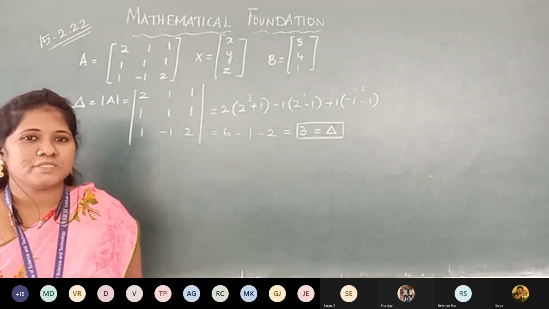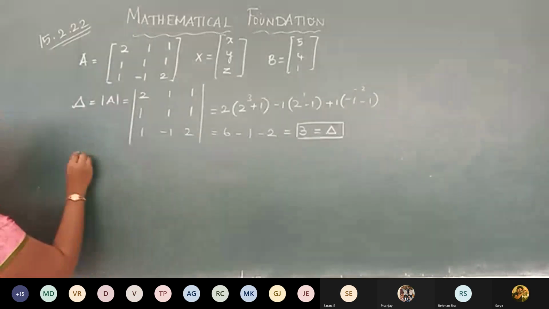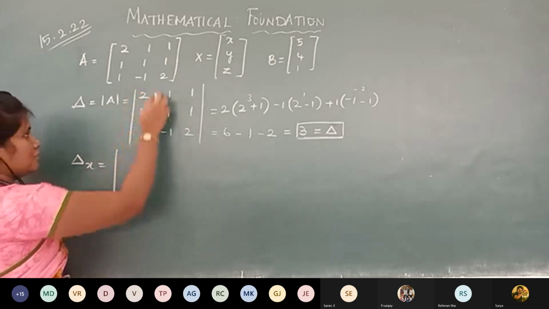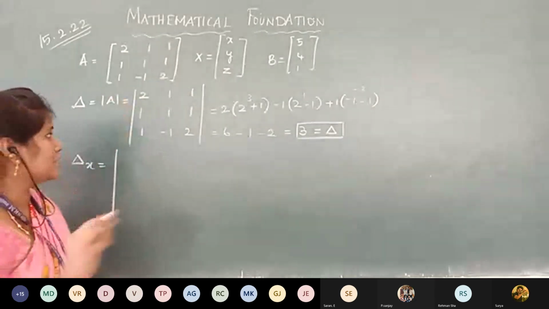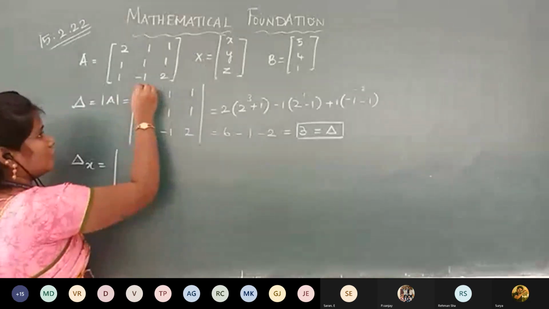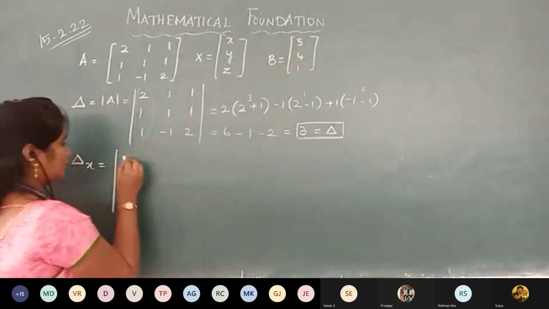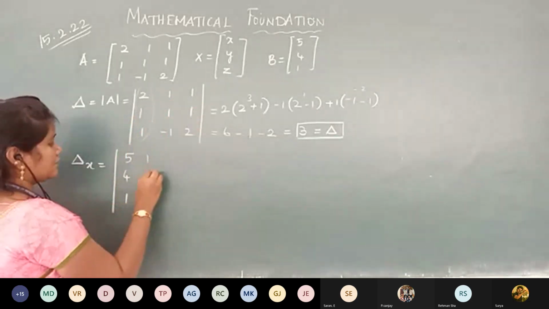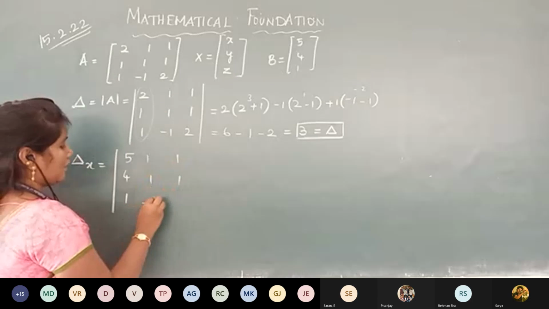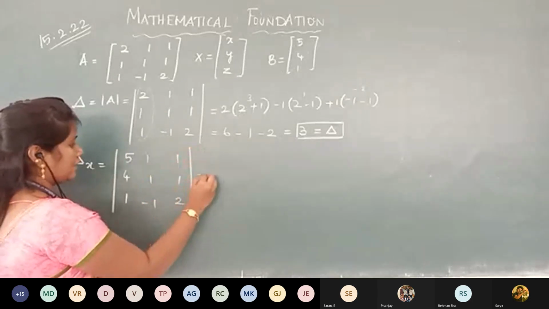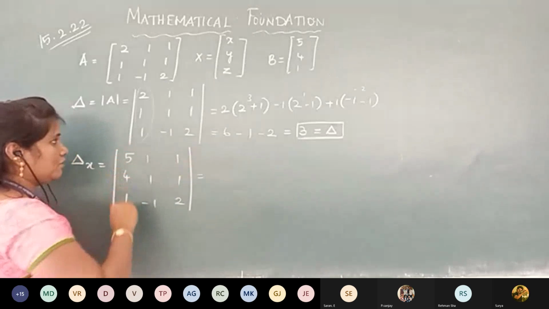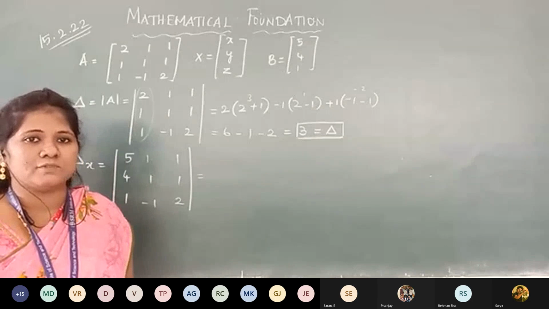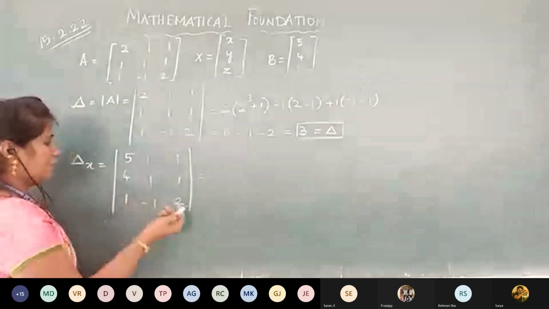So next you'll have to find out your delta x. To find out your delta x, this first column is your x variables' values. Instead of those x values, you will write 5, 4, 1, and all other terms you will write the same: 1, 1, 1, 1, minus 1 and 2. For delta x, you will take your x variable. For delta y, you will take the y variable. For delta z, you will take the z variable. Now multiply and do the same.